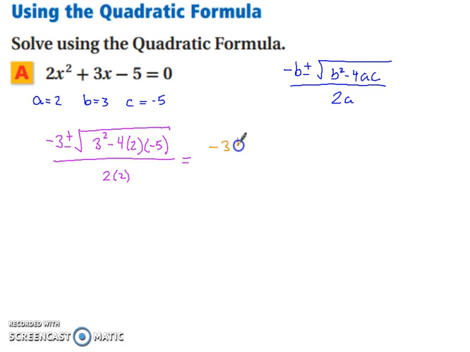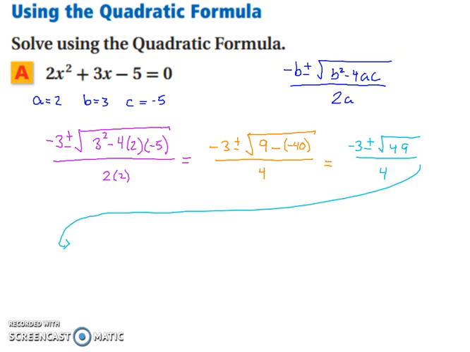So we've got negative 3 plus or minus, and then we have the square root of 9, and then minus 4 times negative 5 times 2 is negative 40, all divided by 2 times 2, which is 4. And let's keep going. Minus a negative is like adding a positive. So we have negative 3 plus or minus the square root of 49 over 4. And we're going to keep going to the next row here. So now we have negative 3 plus or minus the square root of 49, which is 7, divided by 4.